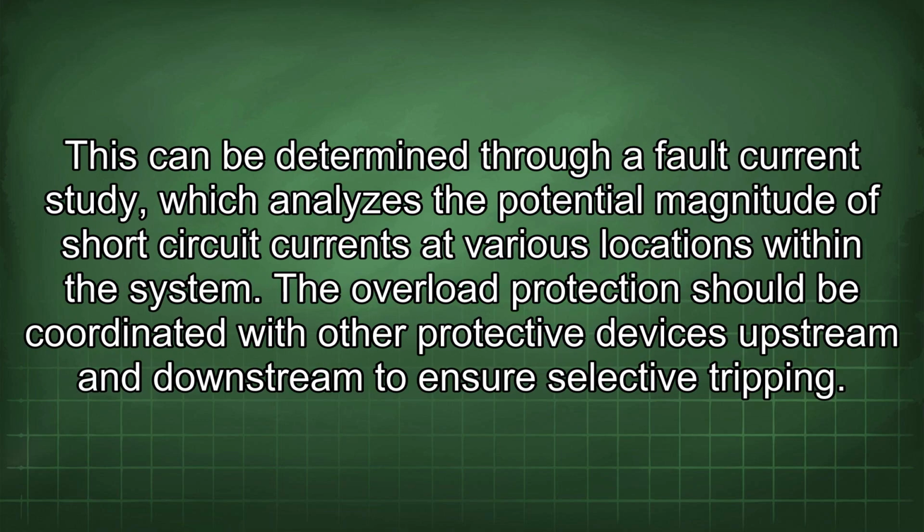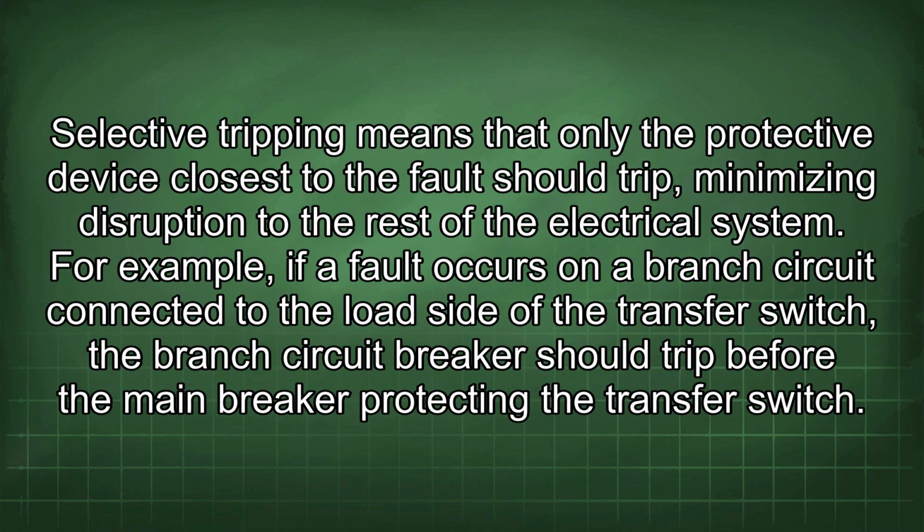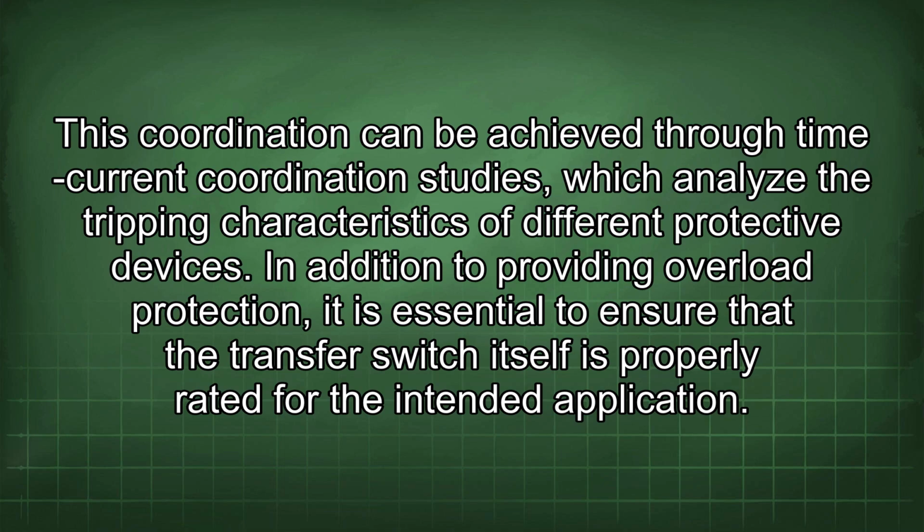This can be determined through a fault current study, which analyzes the potential magnitude of short-circuit currents at various locations within the system. The overload protection should be coordinated with other protective devices upstream and downstream to ensure selective tripping. Selective tripping means that only the protective device closest to the fault should trip, minimizing disruption to the rest of the electrical system. For example, if a fault occurs on a branch circuit connected to the load side of the transfer switch, a branch circuit breaker should trip before the main breaker protecting the transfer switch. This coordination can be achieved through time current coordination studies, which analyze the tripping characteristics of different protective devices.